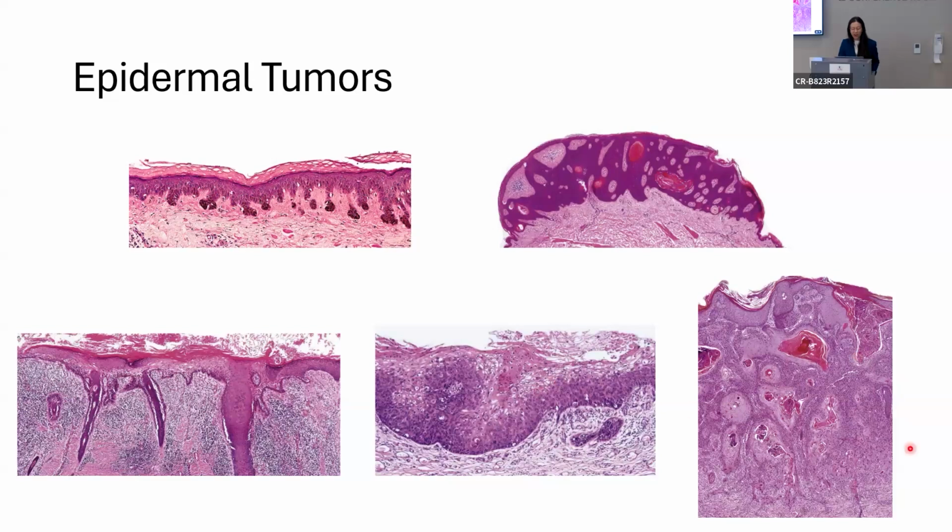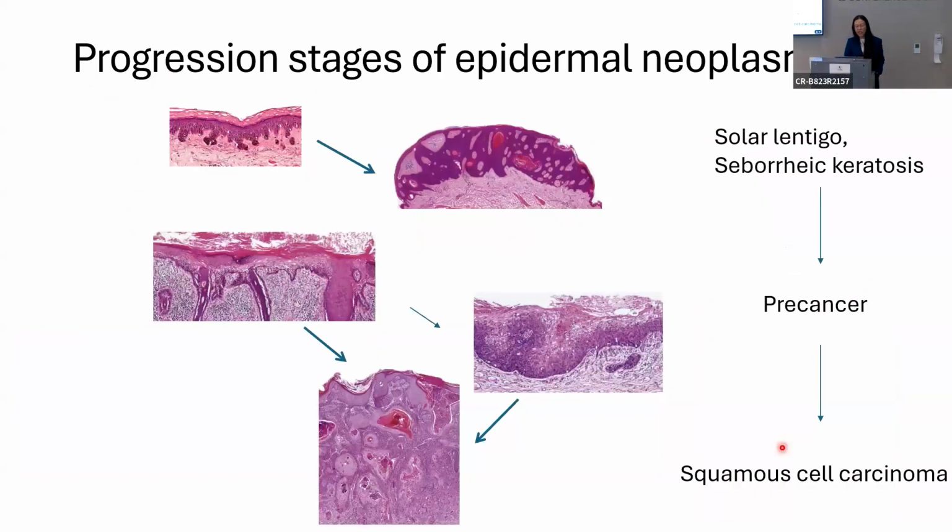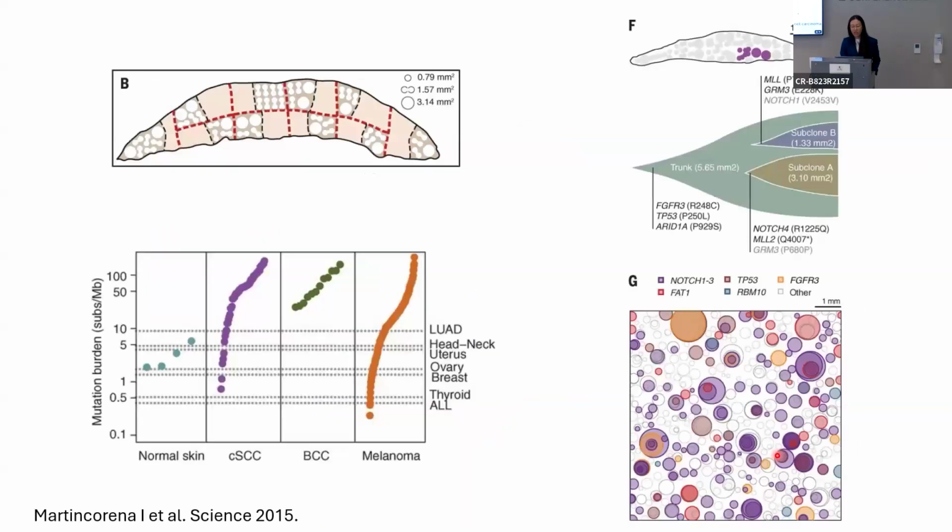And then here in this lesion, we have a carcinoma where the atypical cells are now leaving the epidermis, going into the dermis and invading. And so that's carcinoma. So we can think about the progression stages of these different epidermal neoplasms, from lentigo to seborrheic keratosis to precancer like actinic keratosis, and then finally to squamous cell carcinoma through the accumulation of mutations.